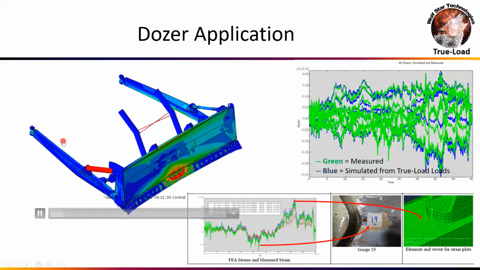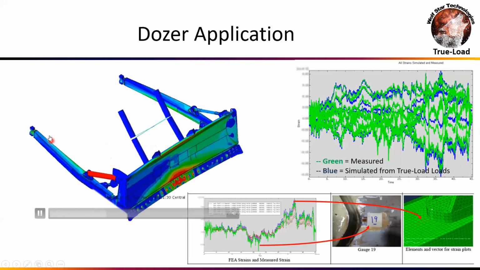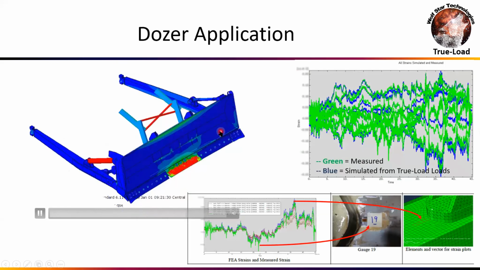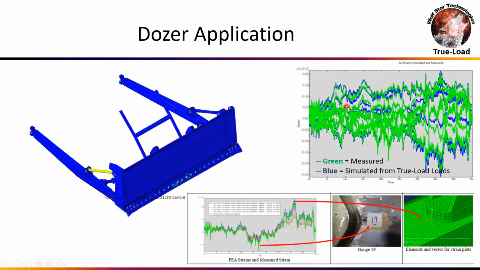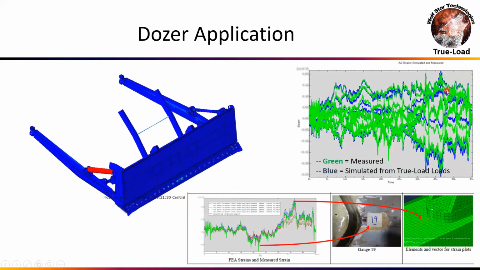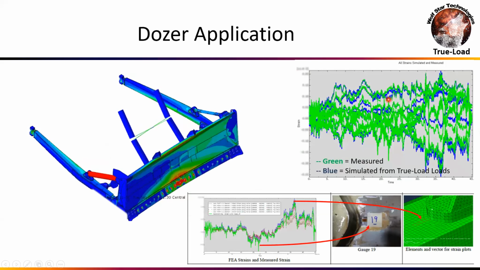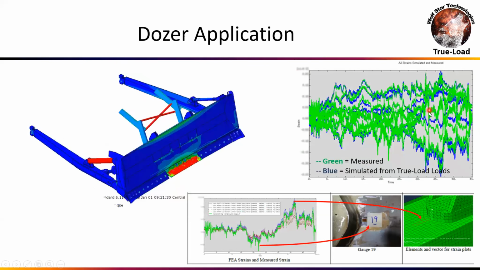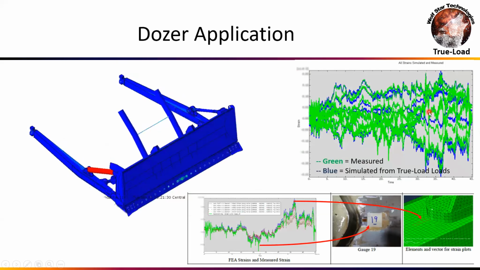We put 12 uniaxial strain gauges on here, so we had gauges on the arms and on the back of the dozer blade. And you can see on the top right, the green curves are the measured strains from this dozer, okay? And then the blue curves are the reconstructed strains from the loads that we measured. And you can see that these are correlating great. And these guys just thought this was fantastic.